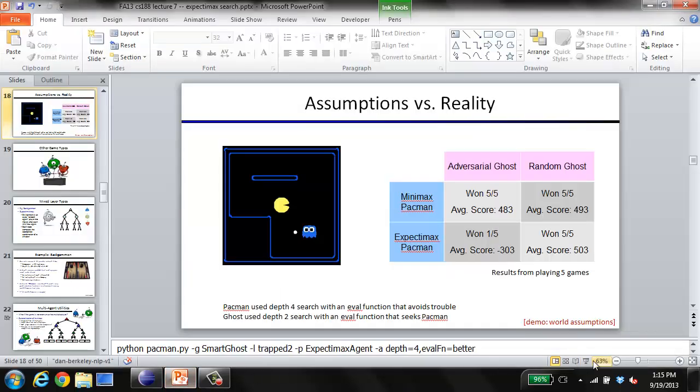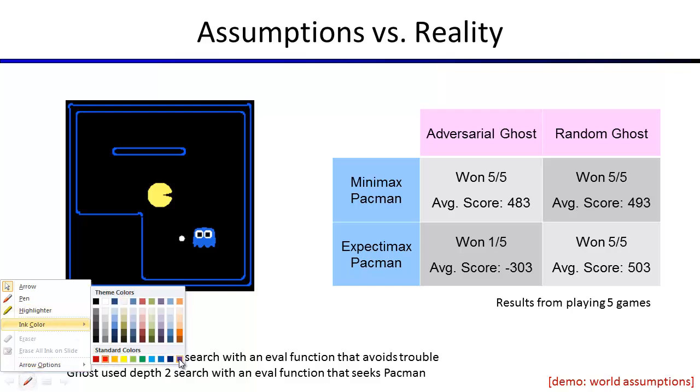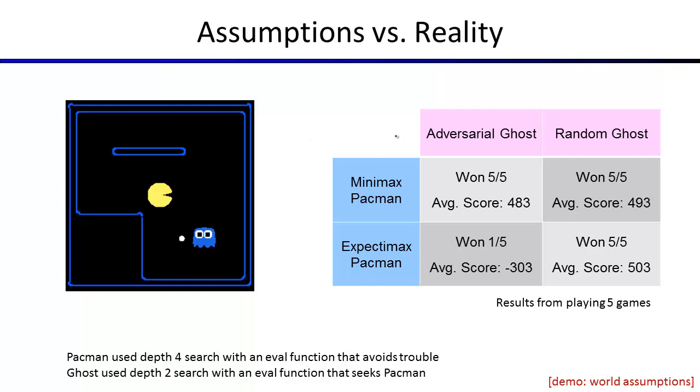So what's the moral of that story? The moral of that story is when your assumptions match reality, that's usually where things are going to be the best. Now, if you actually look at some averages and not just a specific game, what you can see is that if it's an adversarial ghost and you treat it as such, you're going to win, but you're going to get a lower score because you have to go around the long way to be safe. If it's a random ghost and you treat it as such, you're going to win, and you're going to get a high score because you're going to take a risk and take the short path.